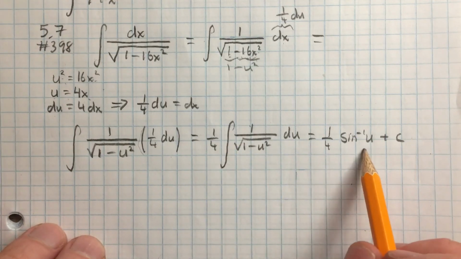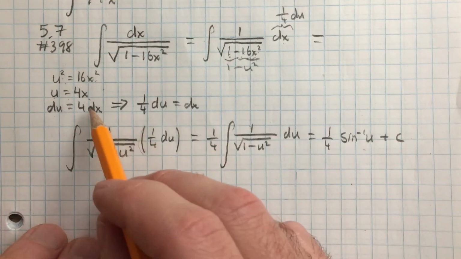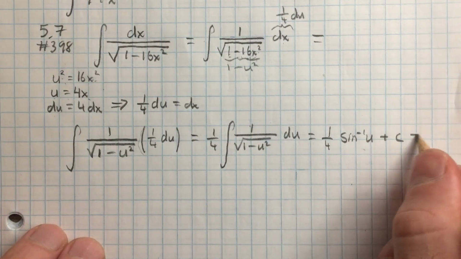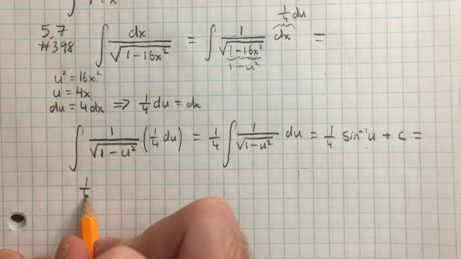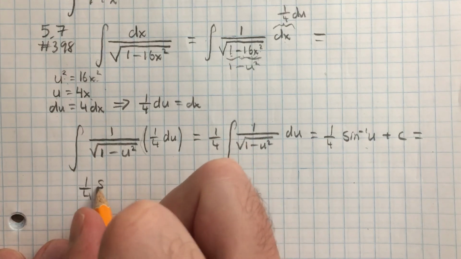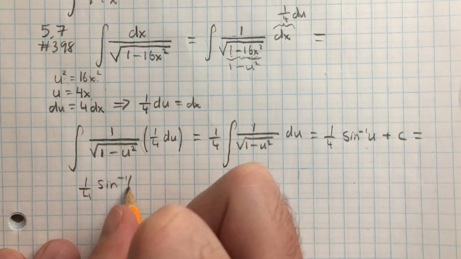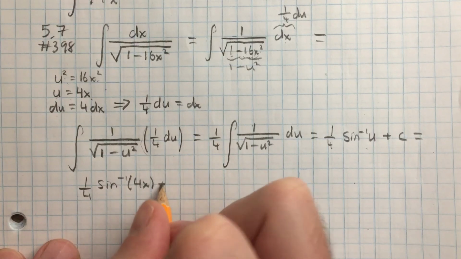Now I just go ahead and replace u with what it really is, which was 4x apparently. Okay? So we have our answer to this antiderivative. It is 1/4 sine inverse 4x plus c.